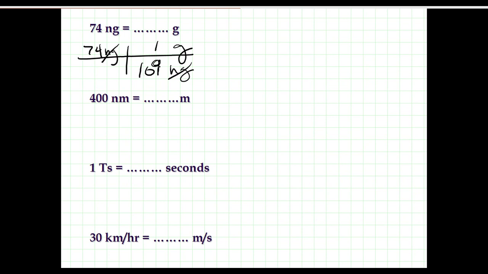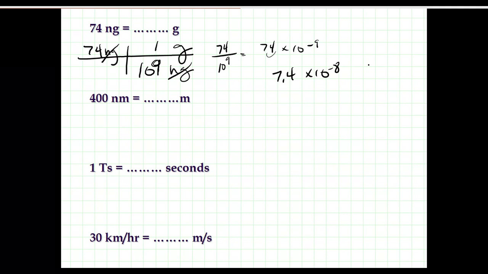10 to the 9, or 1 billion nanograms in 1 gram. So now what I'm going to do is 74 times 1 is 74, divided by 10 to the 9. This could also be 74 times 10 to the minus 9, which is a lovely number, except it's not in scientific notation. So I need to fix my little decimal, move my decimal, change my exponent. It needs to go one more positive when I go from a ones place to a tens place. So our final answer is going to be 7.4 times 10 to the minus 8.